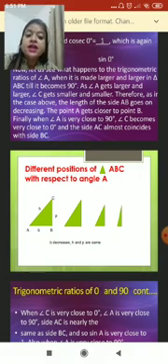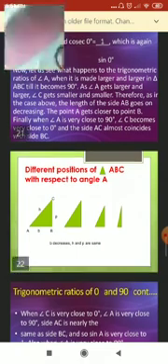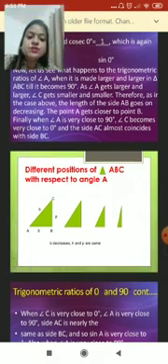So there will be a point where your angle A will be equal to angle B, which is equal to 90 degrees. Okay, so at this point, what happens? Your BC is constant and your hypotenuse is also constant, but your angle B goes on decreasing at every point.